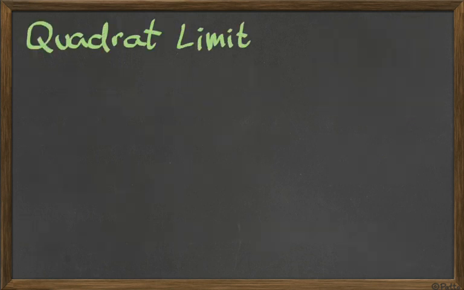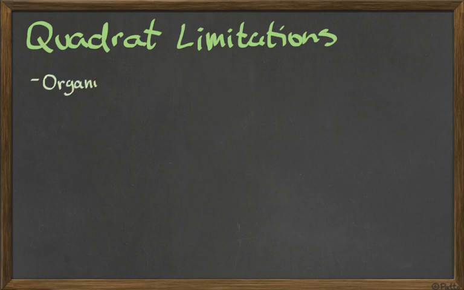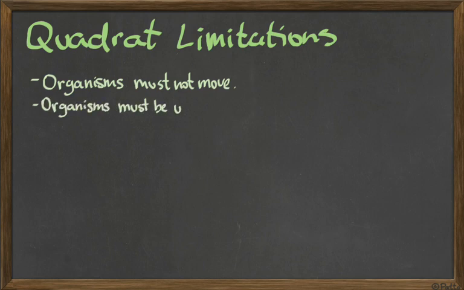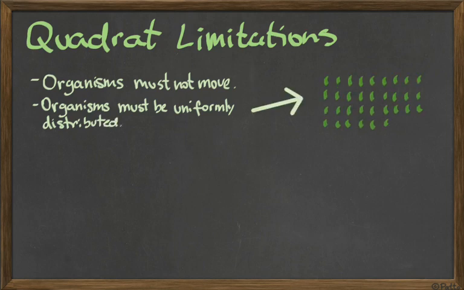Okay, so quadrat limitations. Organisms must not move, or at least must not move much, because if you throw a little quadrat on those butterflies that I showed in the beginning, they are going to fly away, and you're never going to be able to count any. So they should be quite immobile. Organisms must also be uniformly distributed, especially if you want to use the density to estimate the population.